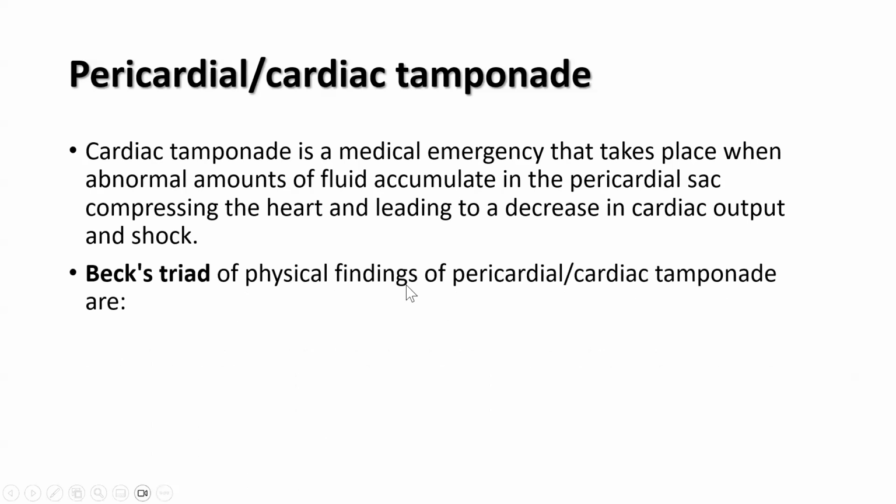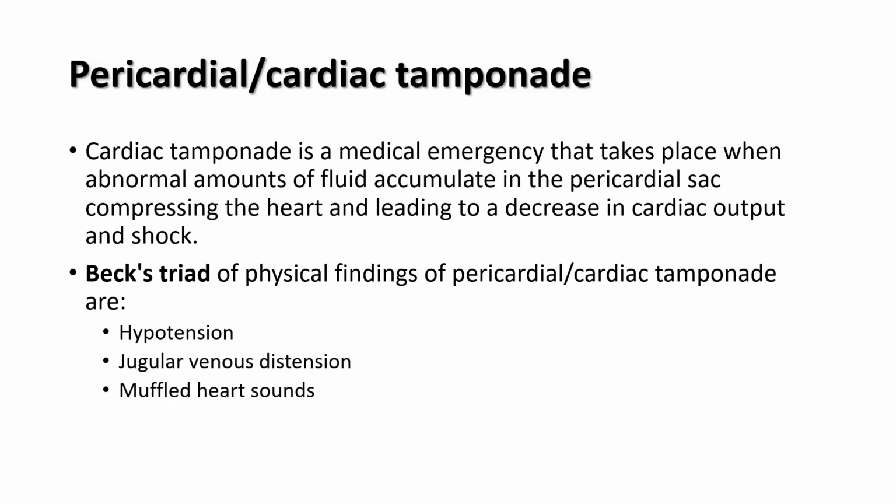Beck's triad of physical findings of pericardial or cardiac tamponade are, there are three findings. One is hypotension, then jugular venous distension, and muffled heart sound. These three components form the Beck's triad of physical findings of pericardial or cardiac tamponade.